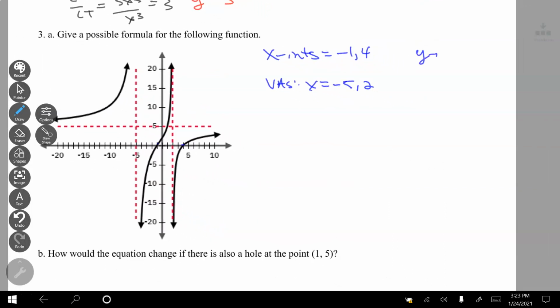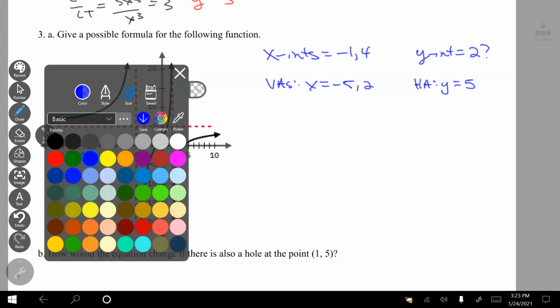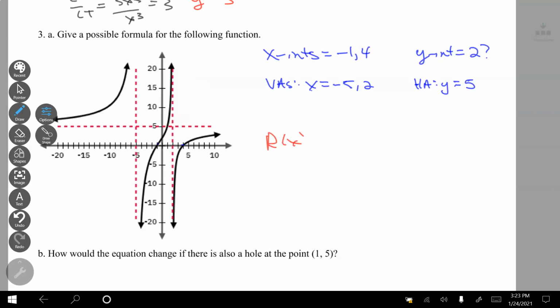We have a y-intercept equal to, I don't really have a grid there, I'm going to guess 2, but if we recall, the y-intercept didn't really matter so much. But I do have an HA, horizontal asymptote, of y equals 5, and I think that did matter a little bit. So when we write our equation, I call it r of x equals, well, the x-intercepts are on top. Negative 1 becomes x plus 1, 4 becomes x minus 4. The VAs are on the bottom, so x plus 5 and x minus 2 from those two VAs.